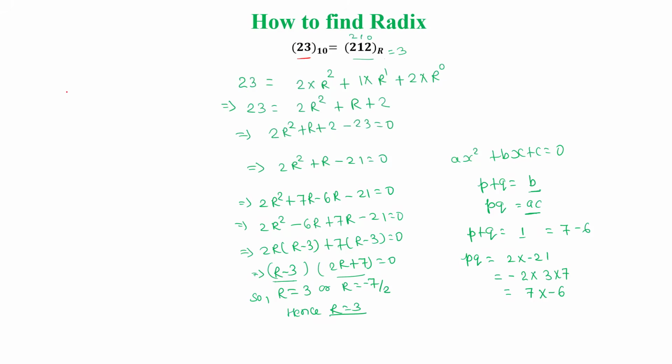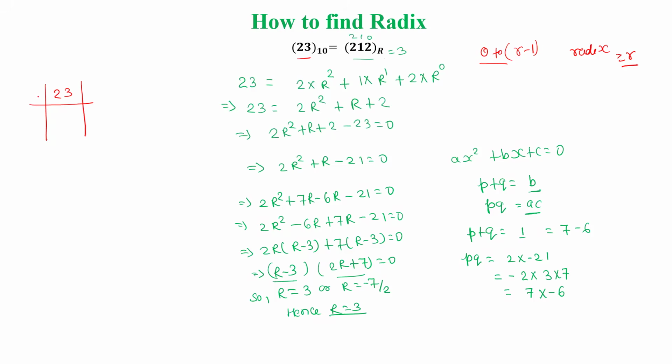Now if it is 23, we divide it by 3. Now we understood that the radix will be 3. Or you can guess: 2, 1, 2. The maximum digit here is 2, so the radix can be 3 or more than 3. Always the coefficients run from 0 to r minus 1. So the radix is always greater than or equal to the maximum digit plus 1.